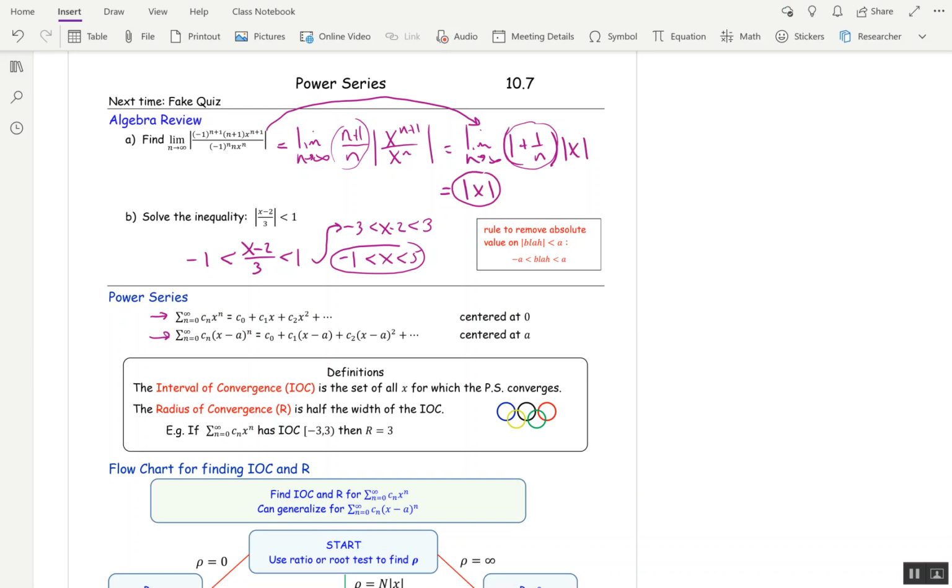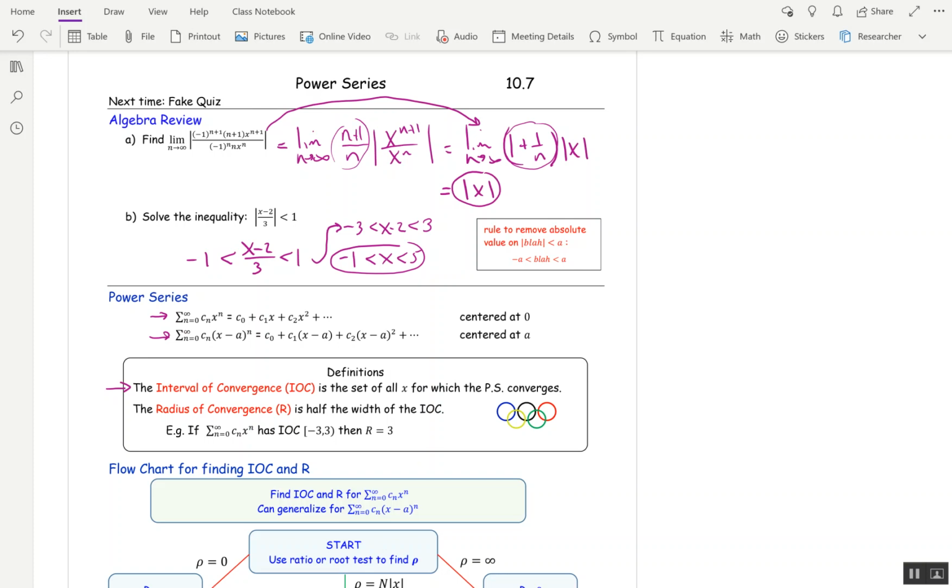Now, these infinitely long polynomials will only converge for certain values of x. We call those values of x the interval of convergence. So that's the first definition. The interval of convergence, which I abbreviate by IOC, is not the International Olympic Committee. It's IOC. That's the set of all x for which the power series converges. Typically, that set will be an interval. And the radius of convergence is half the width of that interval.